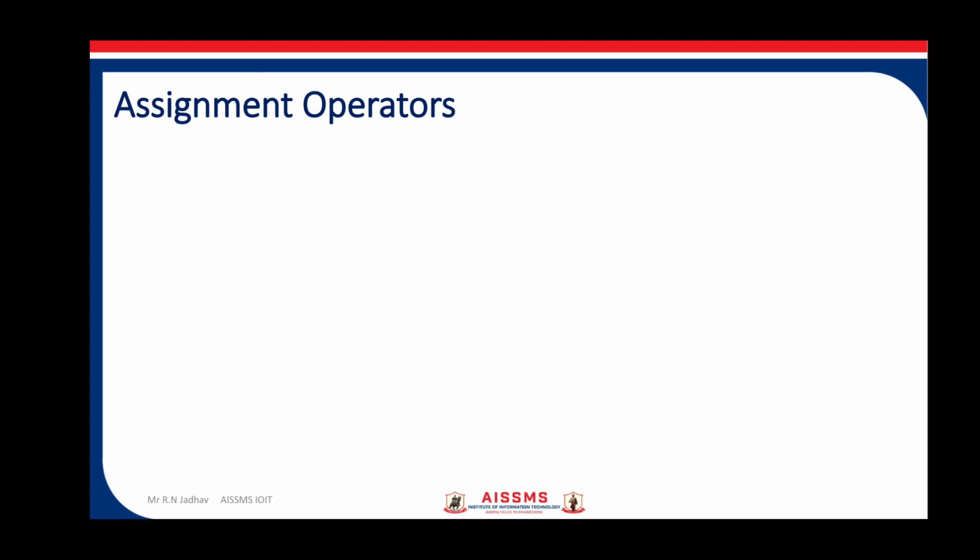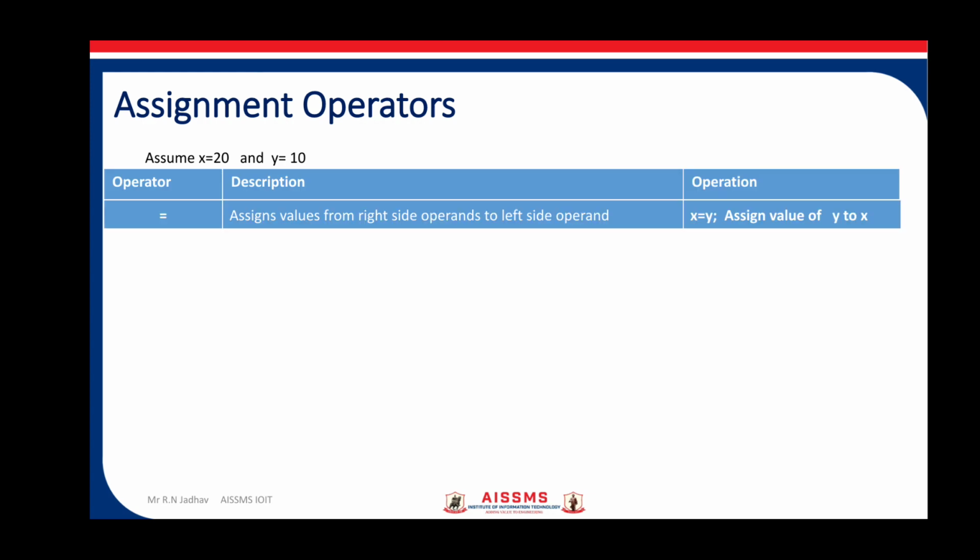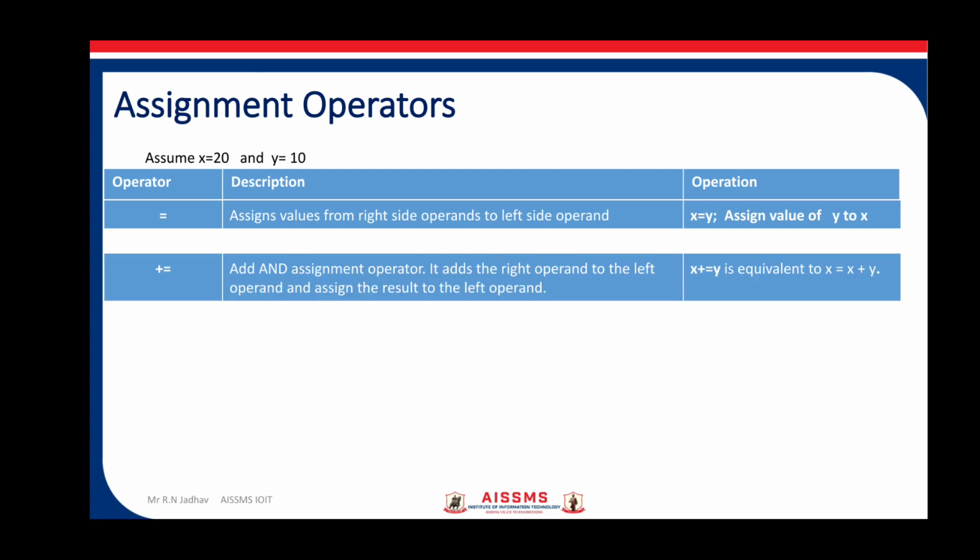Next are assignment operators. These operators are used to assign values. So for example, equal. If I use x equal to y, that means it will assign the value of y to x. That is, it assigns the value of the right side operand to the left side operand.